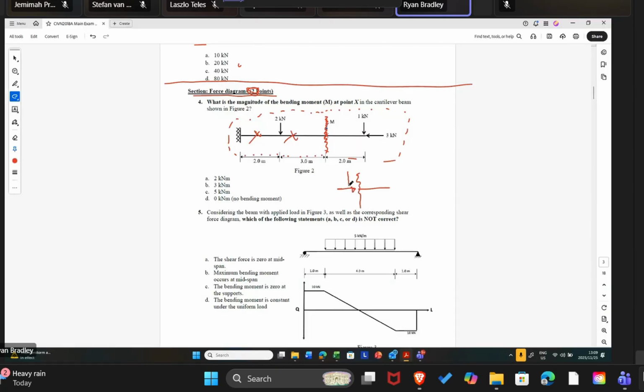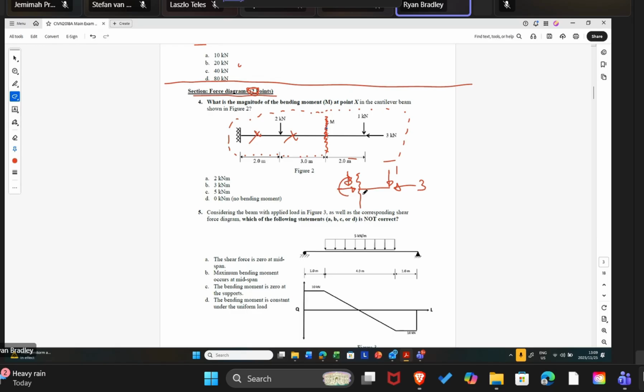put the internal forces like this. We have an applied force here of 1, an applied force here of 3. So we have these two applied forces. We can now sum the moments about this point over here, and that'll give us n.